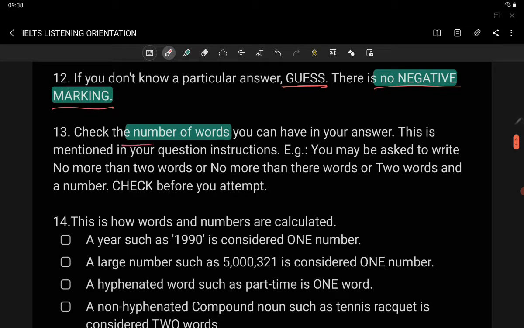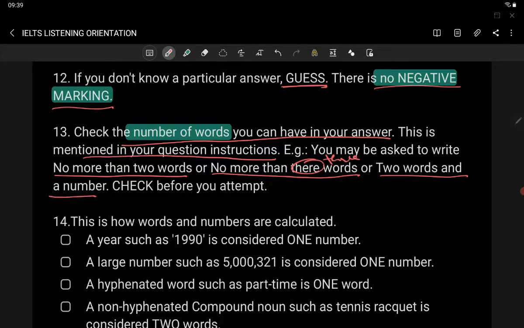Then check the number of words you can have in your answer. So the question will very clearly define how many words you can use in your answer. Okay, so this is mentioned in your question instructions. For example, you may be asked to write no more than 2 words or no more than 3 words, or 2 words and a number. Just check your question before you attempt it. Okay, how many can you write? It's generally never more than 3 words.